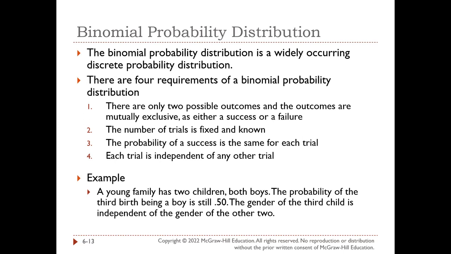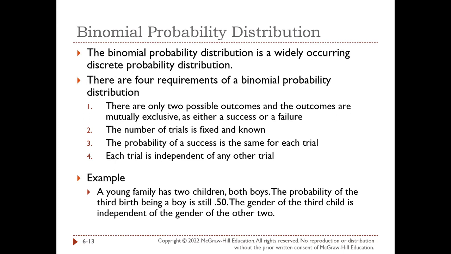Again, like we said, there are only 2 possible outcomes, and the outcomes are mutually exclusive, either a success or a failure. The number of trials is fixed and known. The probability of a success is the same for each trial. Each trial is independent of any other trial.